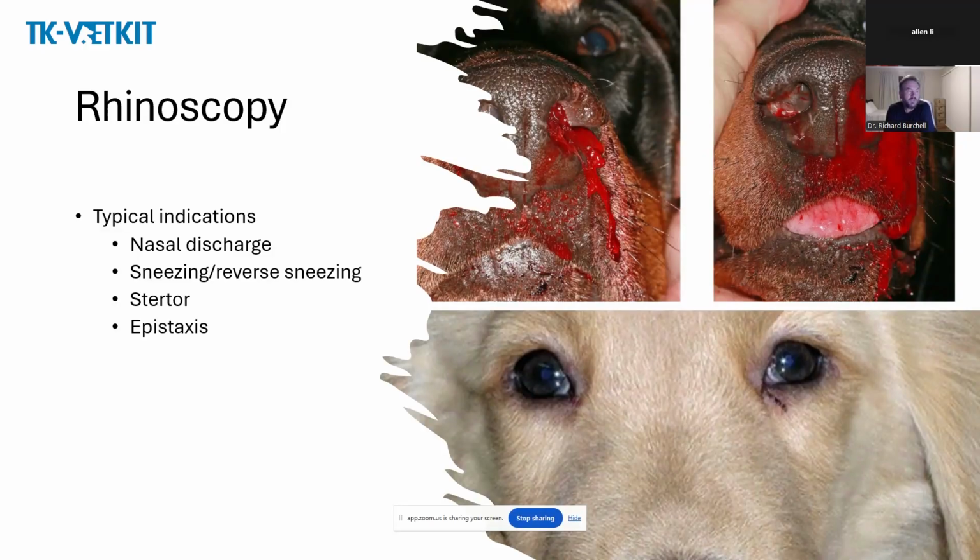So if we start with rhinoscopy, one of the typical indications, or reasons why we would want to do rhinoscopy, would be a nasal discharge. We might also consider rhinoscopy in a case of sneezing or reverse sneezing, or if we have stertor or bleeding from the nose, or epistaxis.